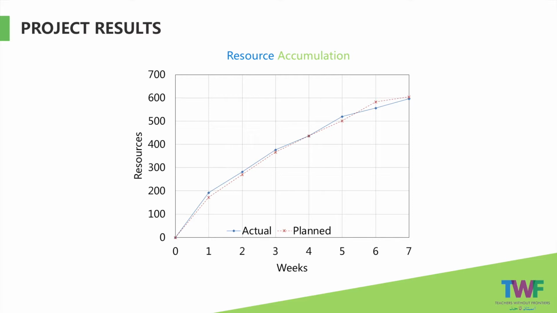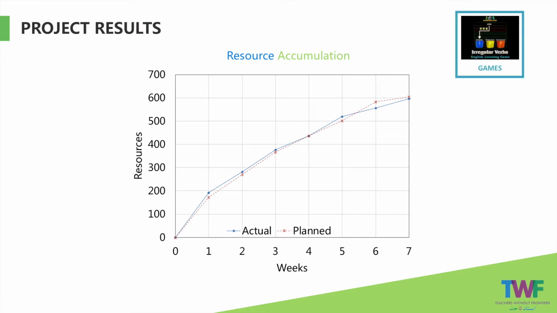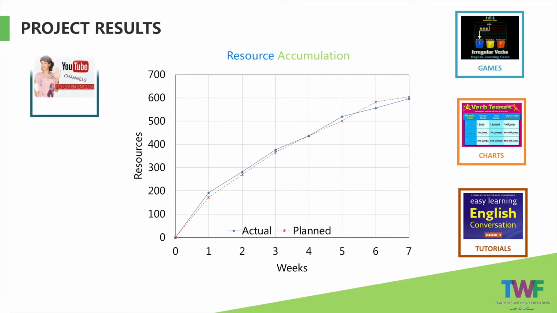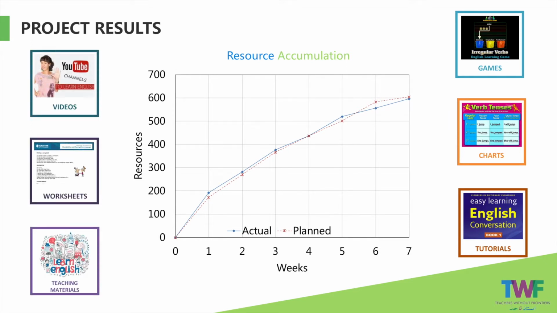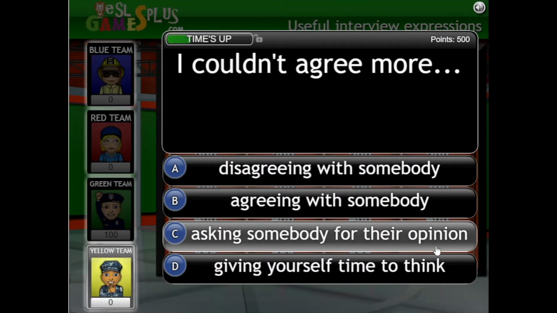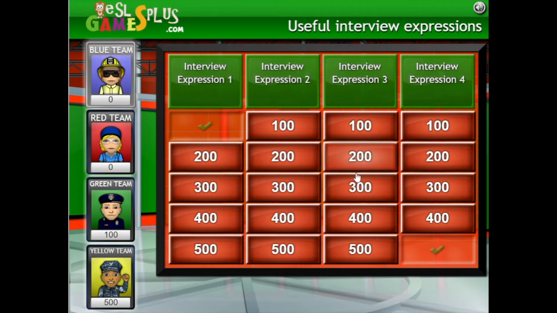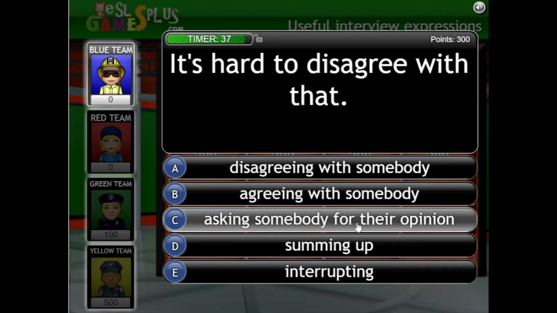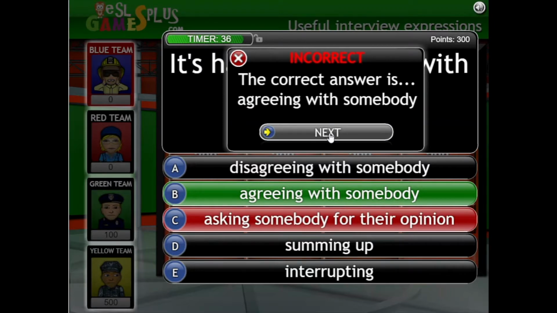The variance is mainly due to SLOs for which no resource could be found, and this is discussed later in this section. The resources collected can be categorized as games, charts, tutorials, videos, worksheets, and teaching materials. And here is a couple examples of the type of interactive resources we provided the client in fulfillment of the student learning outcomes.